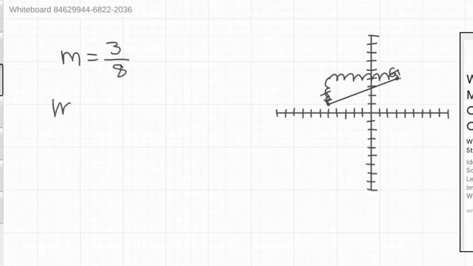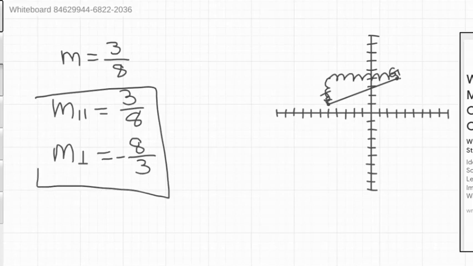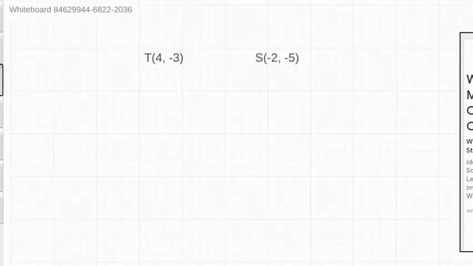Now we want to find its parallel slope and its perpendicular slope. For parallel, we know that it is the same as our 3 over 8. So we would just do 3 over 8. And for our perpendicular, we know that it is the opposite reciprocal of 3 over 8. So the reciprocal is 8 over 3, and our opposite would be negative 8 over 3. That is our answer. Alright, let's do another one.